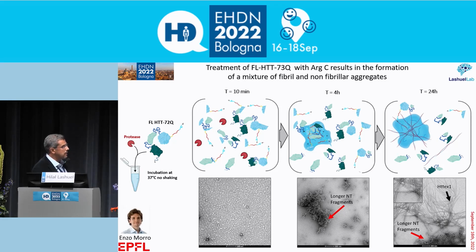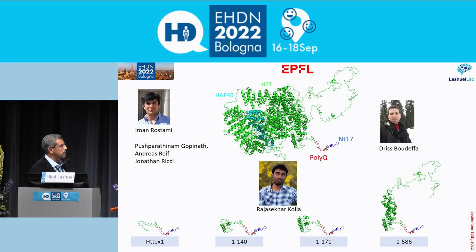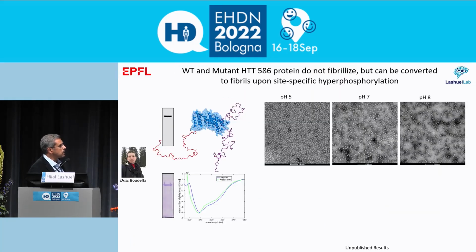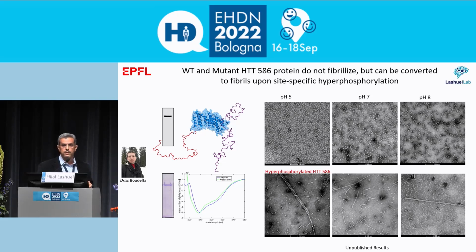What we notice is that the longer fragments form different types of aggregates. So we tried to look at the effect of N-terminal fragment length on aggregation, and we generated different fragments of Huntingtin up to 586. What you can see here, for example, in the case of 586, is that again the protein does not aggregate no matter what we do. However, if we induce a specific hyperphosphorylation pattern in 586, we can now get the protein to form fibrils. Some of you may know that this fragment actually does not aggregate in cells, suggesting that in this case we have a post-translational modification as a mechanism of inducing aggregation of Huntingtin.